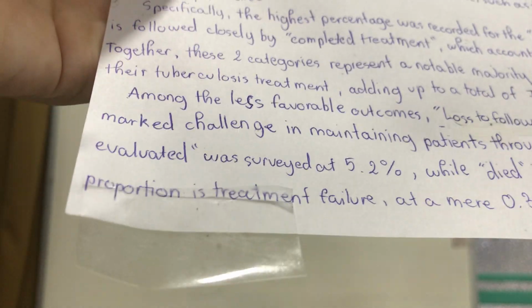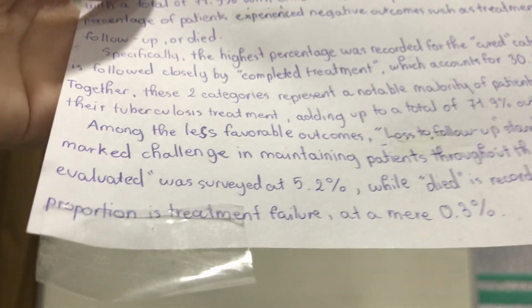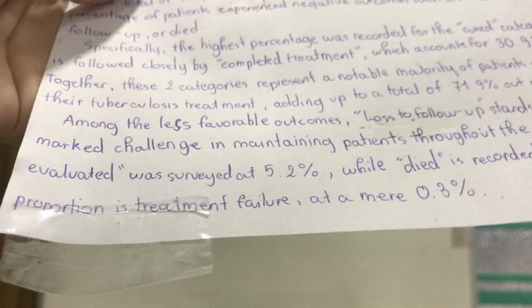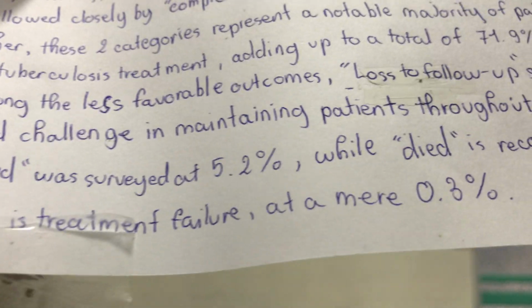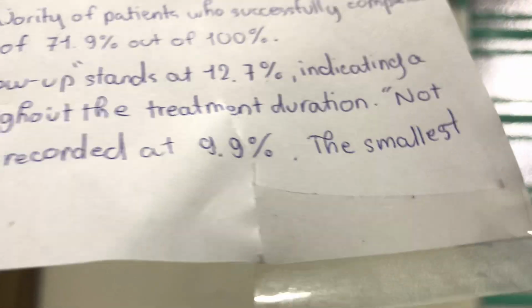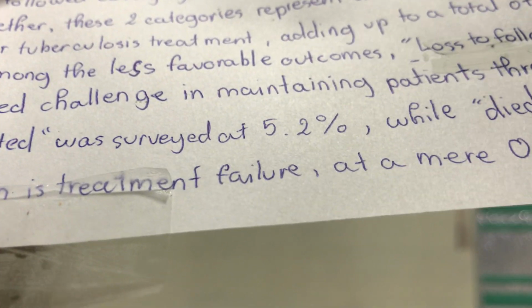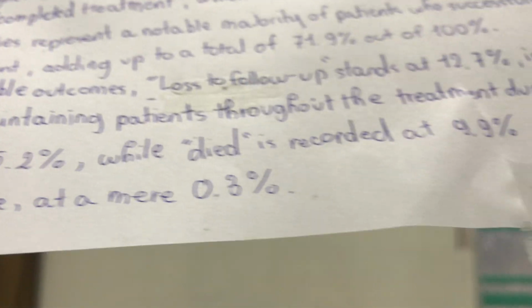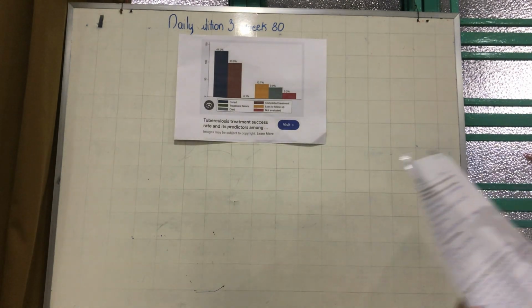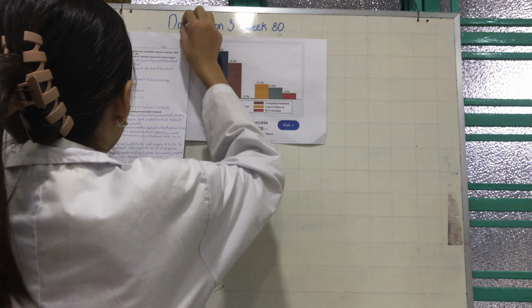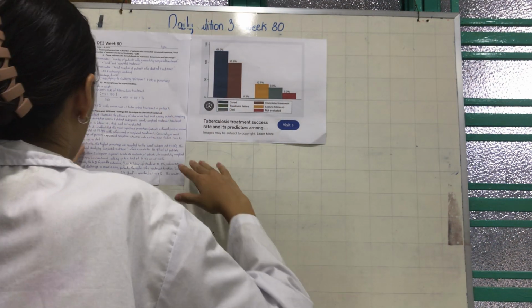Okay, so this is the last paragraph. This is the negative outcomes. Among the less favorable outcomes, lost to follow-up stands at 12.7%, indicating a marked challenge in maintaining patients throughout the treatment duration. Not evaluated was surveyed at 5.2%, while died is recorded at 9.9%. The smallest proportion is treatment failure at a mere 0.3%.